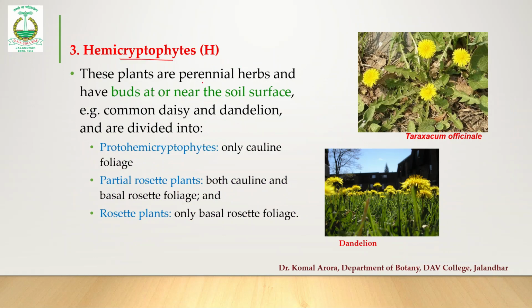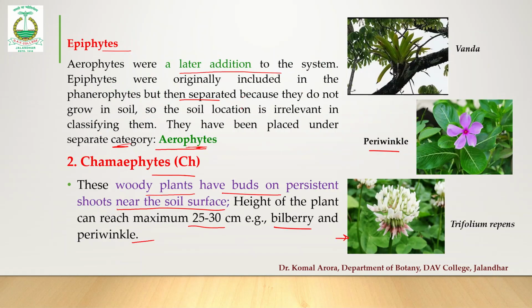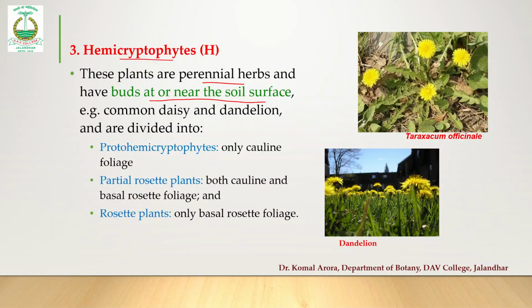Then comes hemicryptophytes. Hemicryptophytes, these are perennial herbs. Now we are talking about herbs. The woody character has ended. So these will be perennial herbs and their buds will lie close to the soil surface. Okay, so what is the difference from the chamephytes? Chamephytes were woody plants and the buds were close to the soil surface, but these also have buds close to the soil surface, but these are herbs.